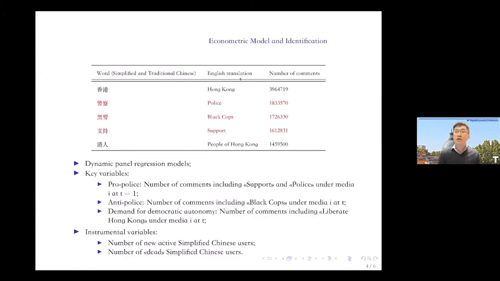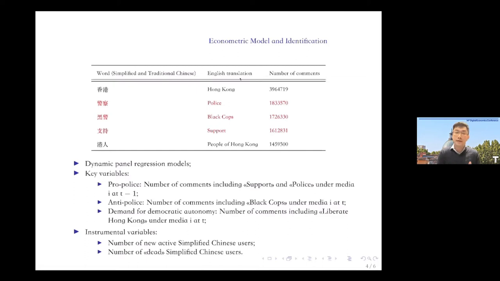So in the econometric part, we use a dynamic panel regression model to study the impact of populist comments on anti-police comments, to check whether there is a chilling effect on people's willingness to express their demand for Hong Kong's independence and autonomy. We also include the number of comments including the words Liberate Hong Kong, because Liberate Hong Kong is considered the slogan of protesters and pro-democracy supporters during the last year and has been widely used.